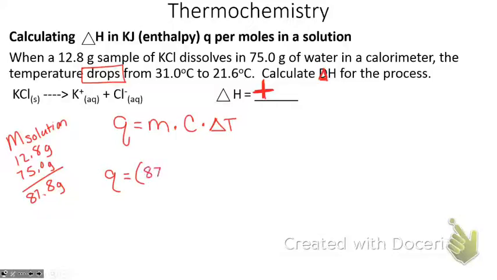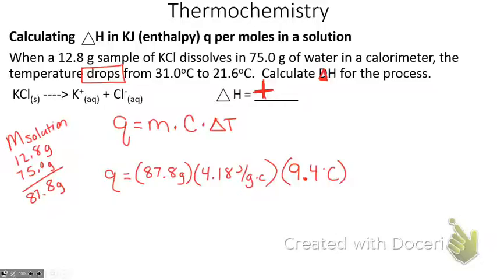So 87.8 grams. My specific heat capacity here, I'm going to use 4.18 joules per gram times degree Celsius. How did I get that? That's just a number that you need to know. That is the specific heat capacity for water, and because this is dissolving in water, that's the specific heat capacity I'm going to use. And then my change in temperature, once you subtract, should be 9.4 degrees Celsius.